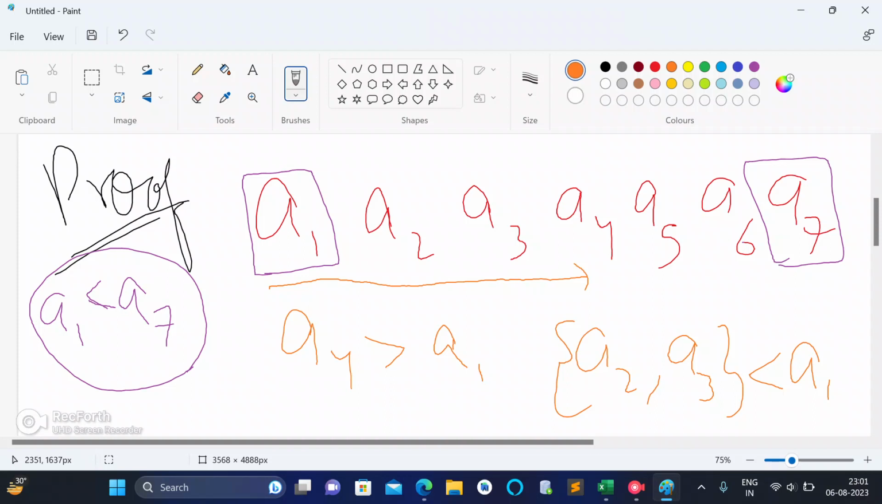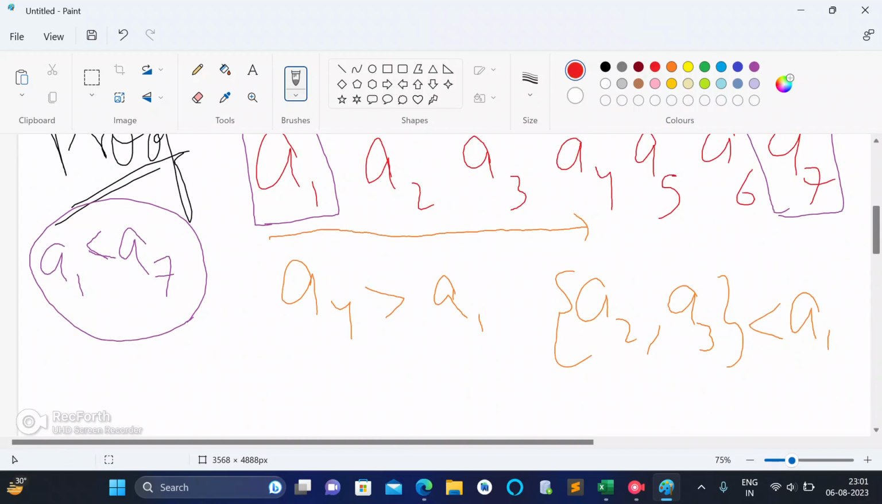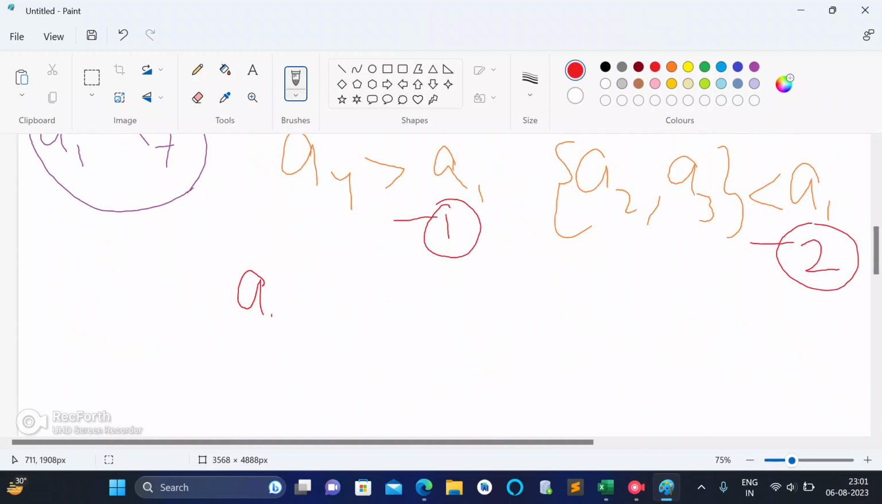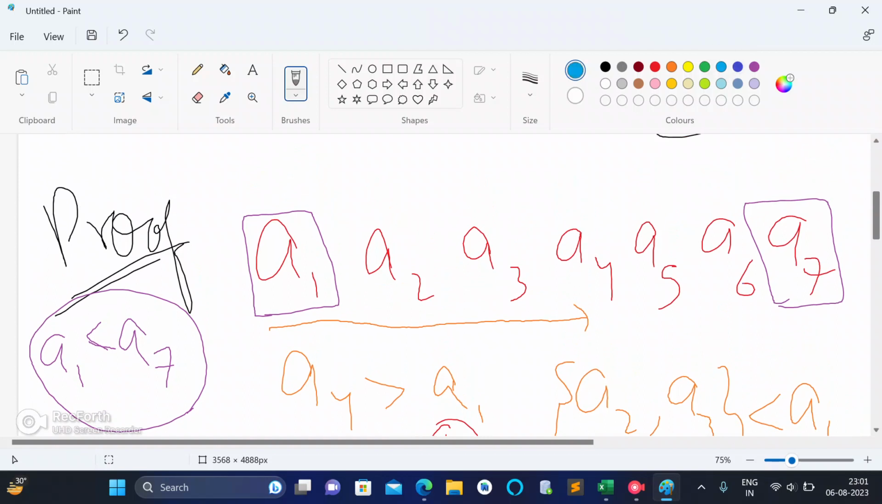So if A2 and A3 are lesser than A1 and A1 is lesser than A4, let me mark this as equation 1, that A4 is greater than A1, and A2, A3 is lesser than A1, equation 2. So from equation 1 and equation 2, I can clearly say that my A4 is greater than A2 and A3.